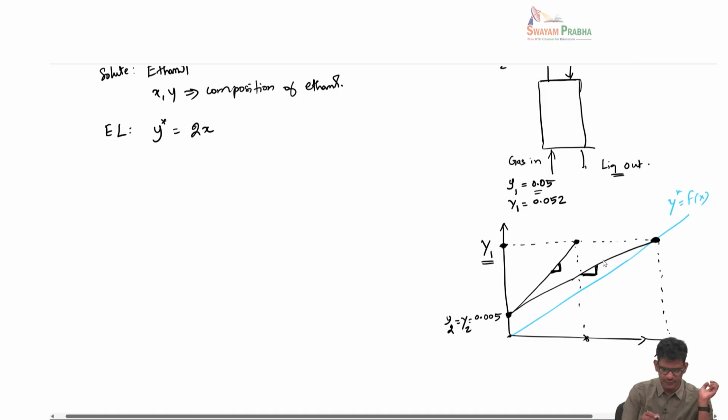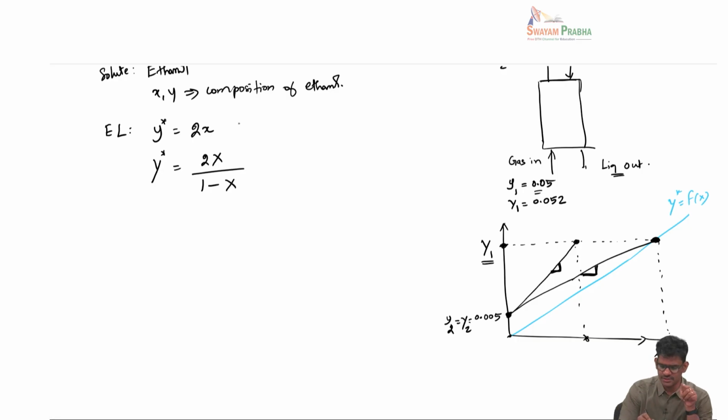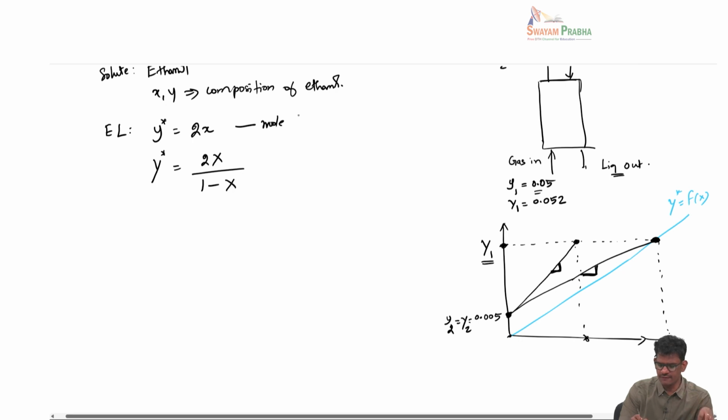The first thing you have to do is convert this mole fraction based equilibrium line into a mole ratio based equilibrium line. If you do this, you will get this as the equilibrium line. So this is in mole fraction units, and this is in mole ratio units.